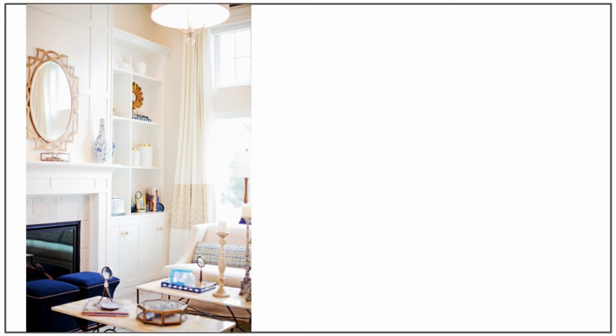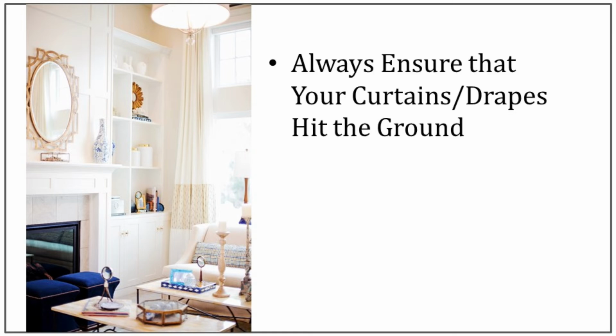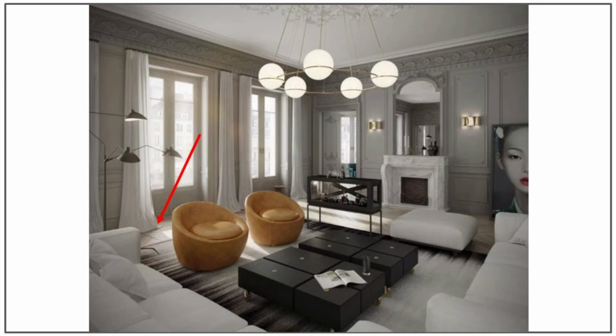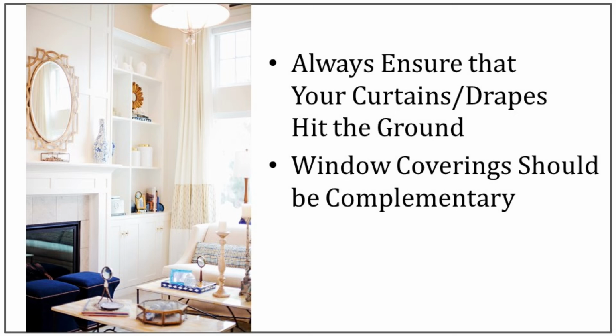Here are some additional tips when choosing window coverings. For curtains and drapes, always ensure that they hit the ground. Otherwise, they look like someone who is wearing pants that are simply too short for them. Not good. Or your drapes can even pool on the ground by a couple of inches if you like a more formal or a romantic look. Window coverings throughout the house do not have to match, but they should be complementary. For example, the same type of covering, Roman shades, or just similar colors. The smaller the home, the more important it is to have your window coverings be cohesive.